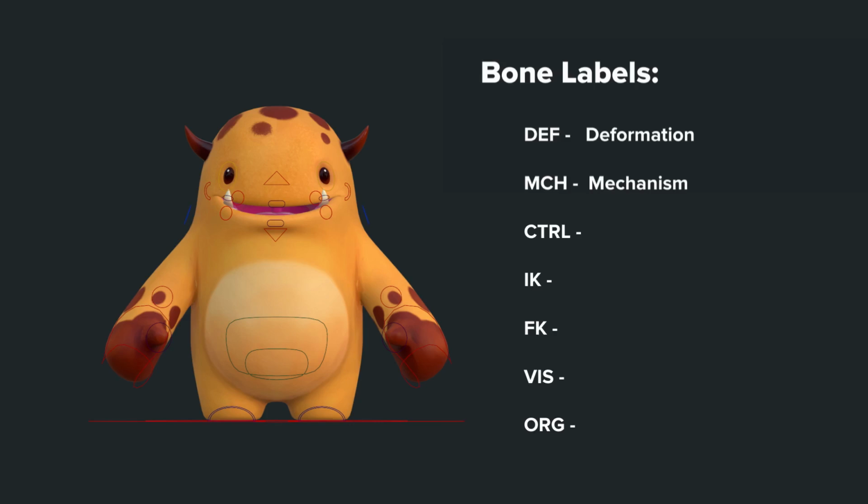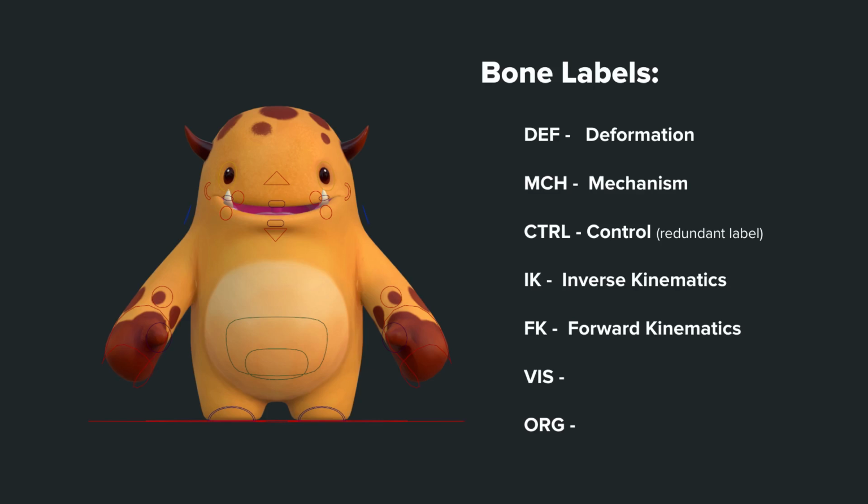Essentially, they don't move the geometry, but they help the other bones do what you need them to do. Now, control, this should be pretty obvious. These are the controls that the animators will use, although this is a redundant label, so you don't actually need to use this one, and I'll explain why in a moment. And then we have IK and FK. That stands for inverse kinematics and forward kinematics, and you'll learn about that later in the course.